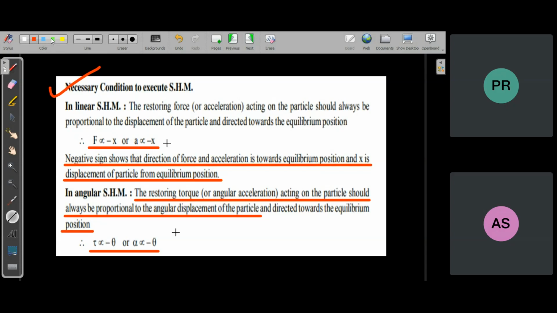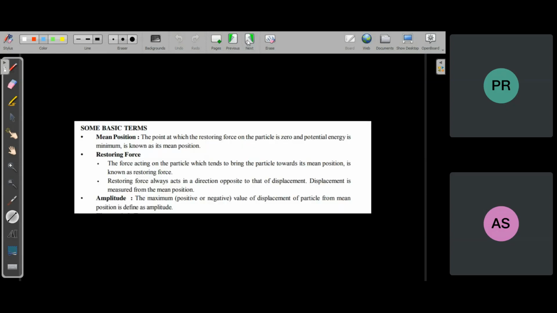So in place of force there is torque, in place of acceleration there is angular acceleration, and in place of displacement there is angular displacement. Initially, we will be discussing linear SHM only, and then in the last part, we'll be discussing angular SHM and questions related to that separately. Is it clear? Yes, sir, it is clear. Okay, so let's go to the next.